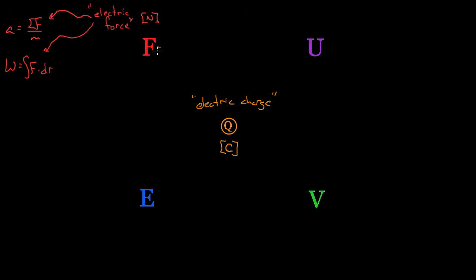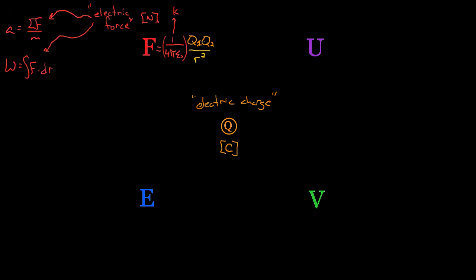And the formula looks like this. On the formula sheet, they give you 1 over 4 pi epsilon naught. You might be like, what the heck is that? Well, this is just k. So this whole quantity is that electric constant k. Times q1 times q2 divided by the distance between the two objects, divided by the distance between them squared.